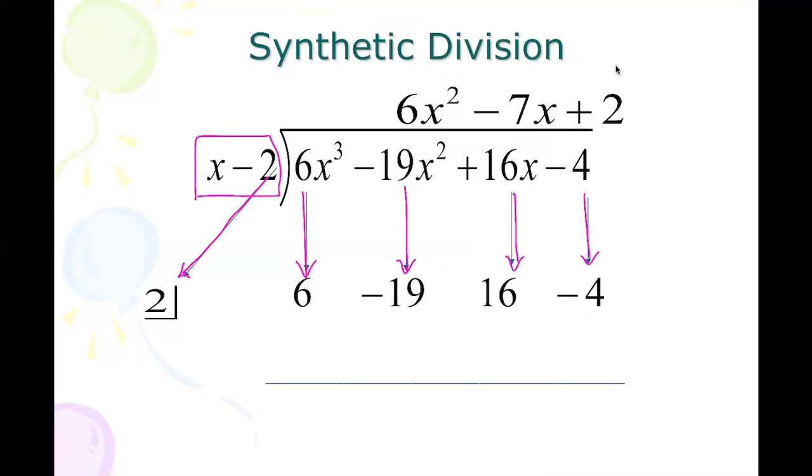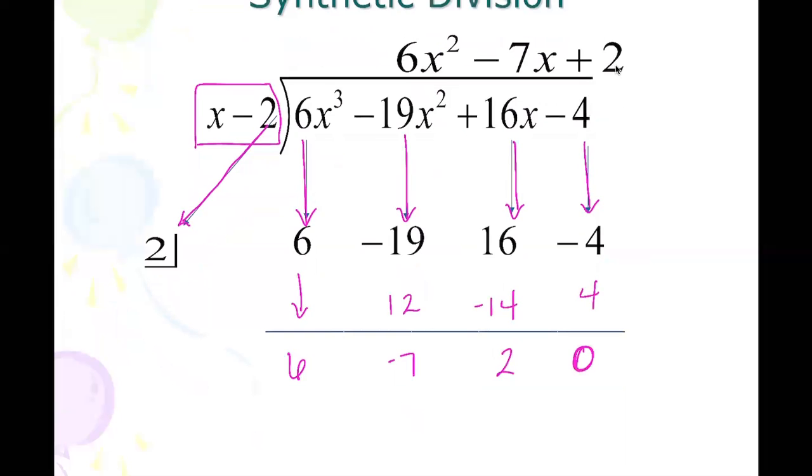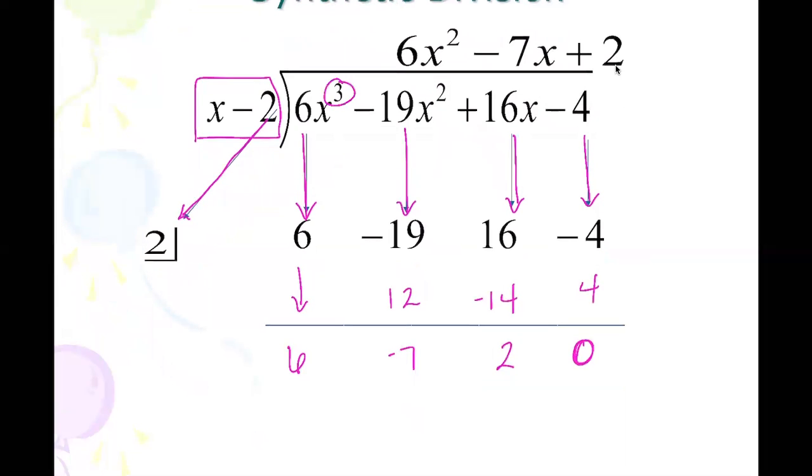So the first thing that you're going to do is bring down your 6. 2 times 6 is 12. Add, we get a -7. 2 times -7 is a -14. Add, it gives me a 2. And 2 times 2 gives me 4. And this last number here is a 0. Well, that 0 represents your remainder. Now, if you have an x cubed to begin with and you're dividing out a linear term, you're taking 1x away. So then you are left with 6x squared minus 7x plus 2. And again, the 0 is your remainder. So this is your solution.